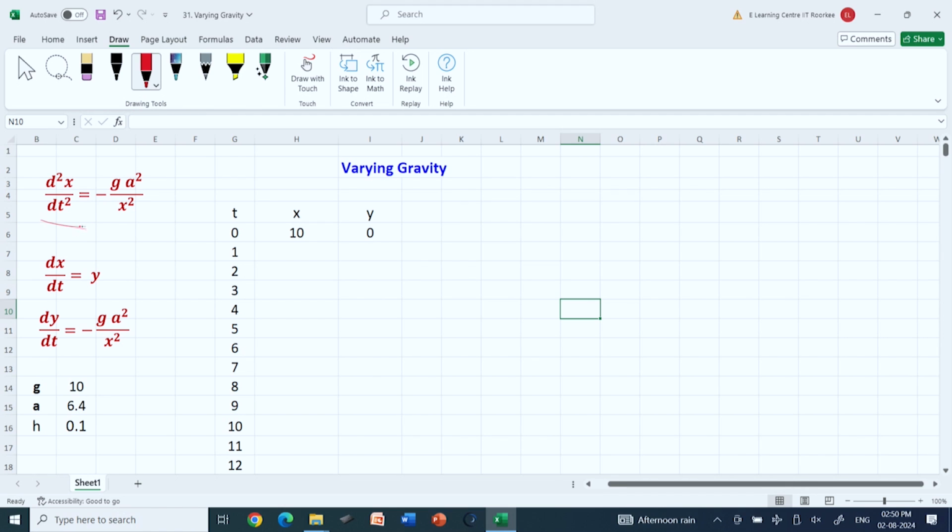We now look into the numerical solution of this varying gravity model. As you can see, this is the actual equation, and we write this second order differential equation as a system of two first order differential equations. What we do is substitute dx/dt equal to y, and if I differentiate, dy/dt will be d²x/dt², and hence dy/dt is equal to minus g a² by x².